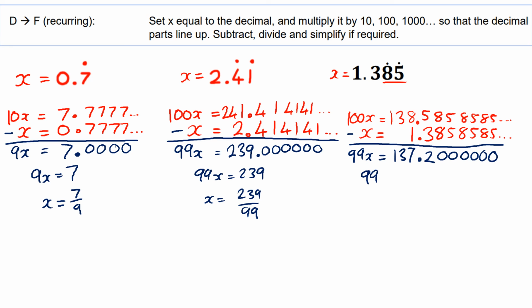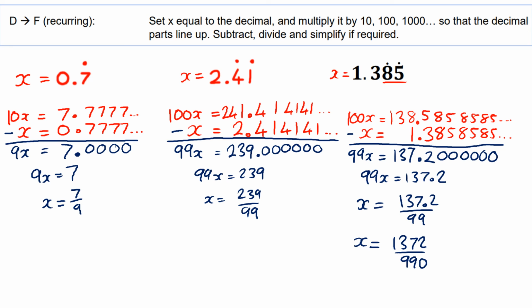So let's write that down. We've got 99x equals 137.2. And so in theory, we could divide this across now and say that x is 137.2 over 99. But that isn't simplified. We need to simplify if we can. What's the easiest way of simplifying this? It is to times by 10, make this 1372 over 990.